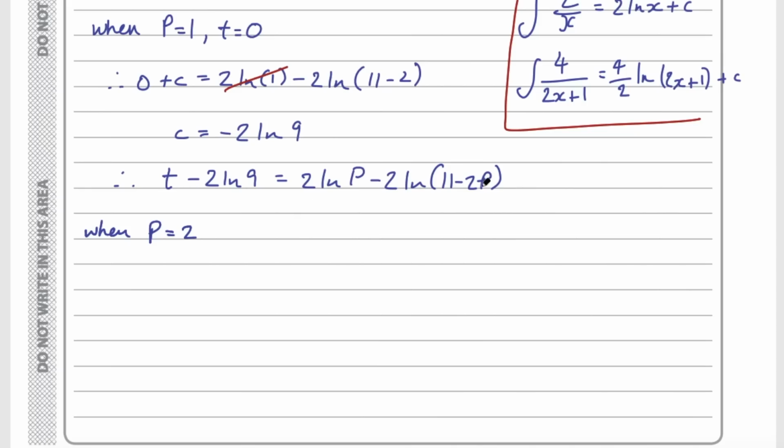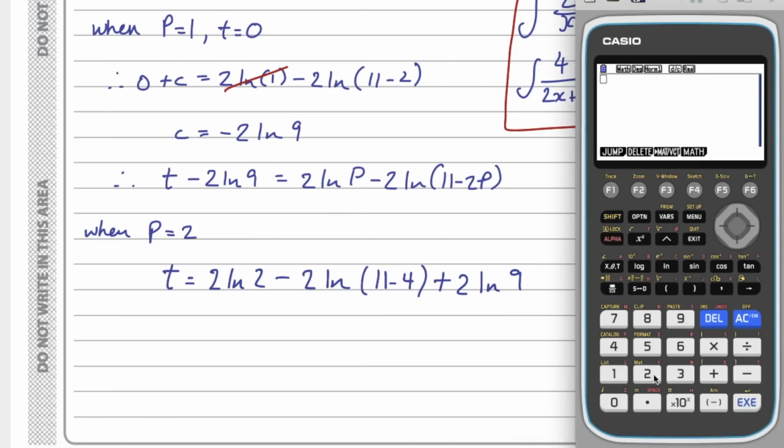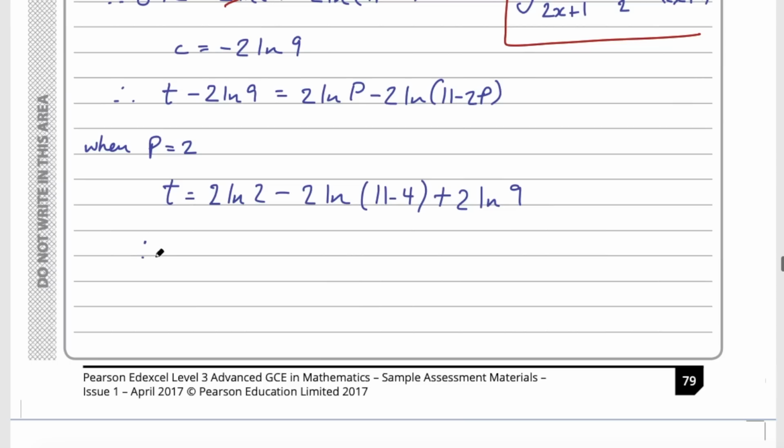All right, so we can substitute that into this equation. T would equal, now I'm going to add that constant to the right hand side. So we get 2 log 2 minus 2 log 11 minus 4, 2 times 2 is 4, plus 2 log 9. All right, so we could just put that into a calculator. So 2 log 2 minus 2 log 7 plus 2 log 9, and we get 1.8889. So therefore t equals 1.89 years, and we can say 2 dp. All right, so that's part B.